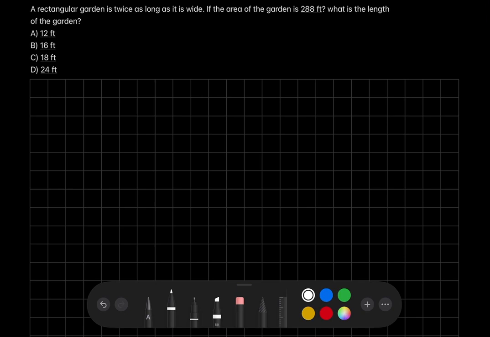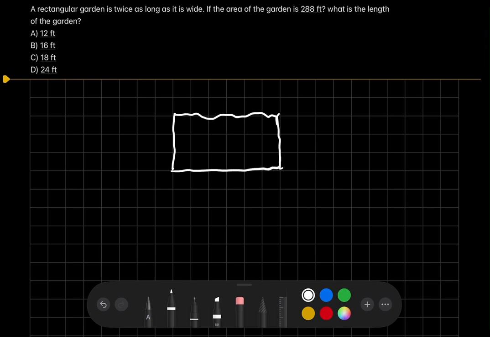So to put things into perspective, let's draw out our rectangular garden. So we're going to draw a rectangle. And we don't know what the width is, so we're going to put W. And they say that the length is twice the length of the width. And we know that the area is 288 feet.